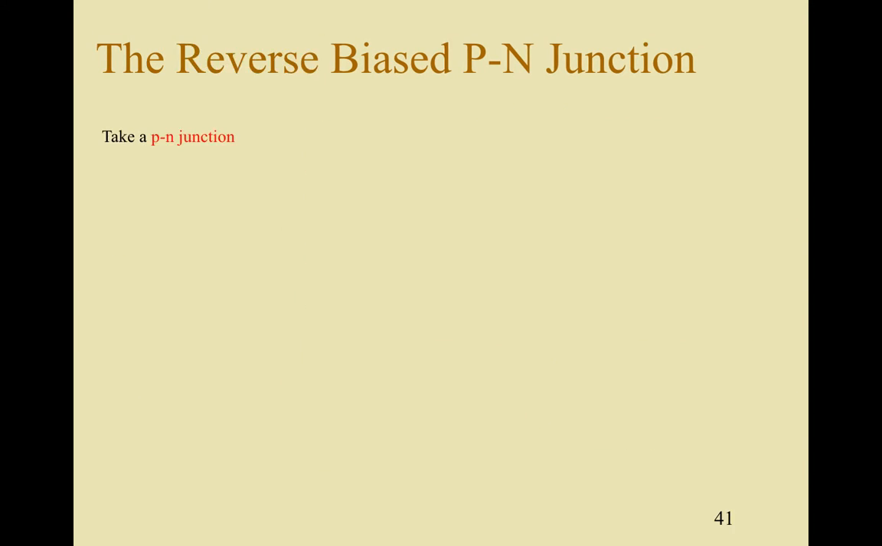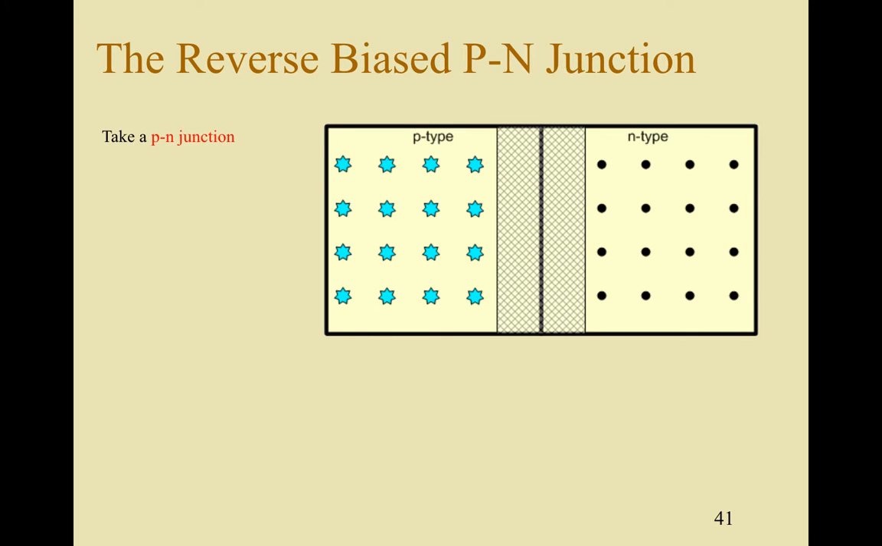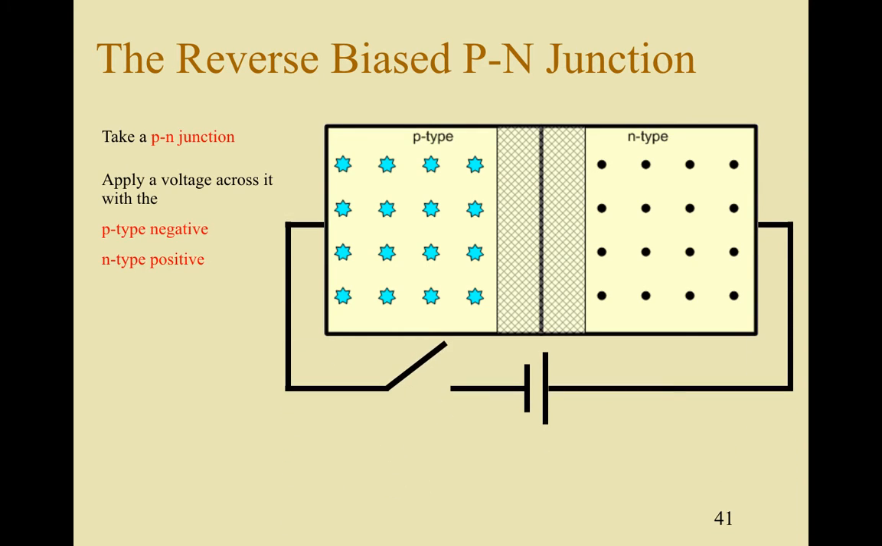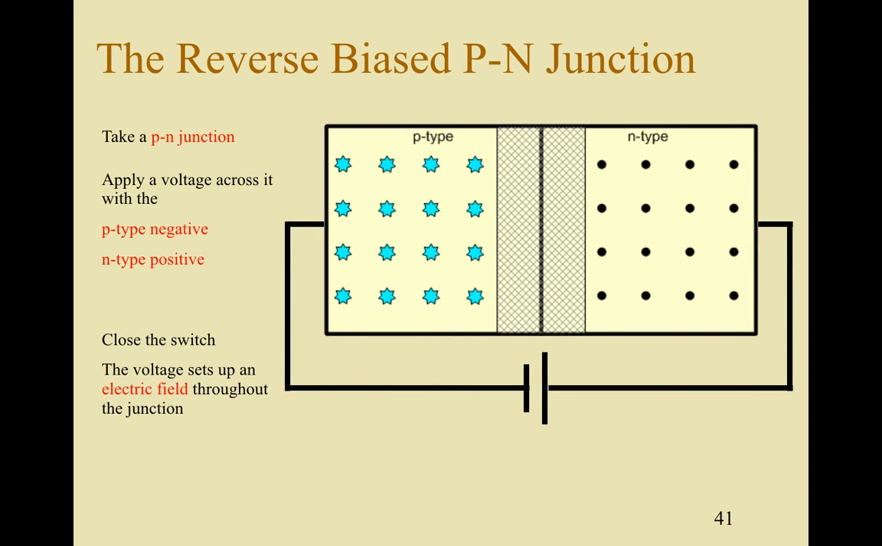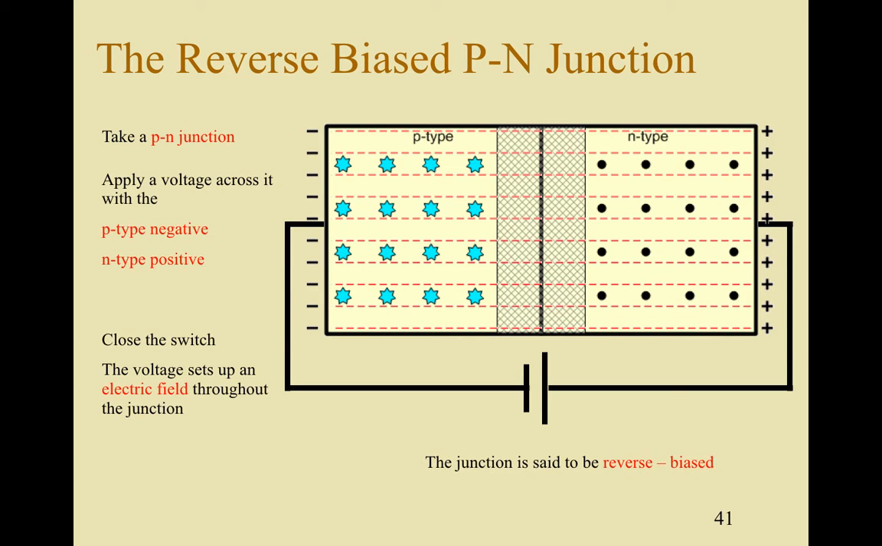Okay, what if we change the battery around though? In this case, we have the n-type connected to the positive, the p-type connected to the negative, and if we close the switch, the electrons will be attracted to the positive terminal, the holes will be attracted to the negative terminal. This is now called a reverse bias diode, and what ends up happening is the depletion layer increases in size, so as a result no current will flow.